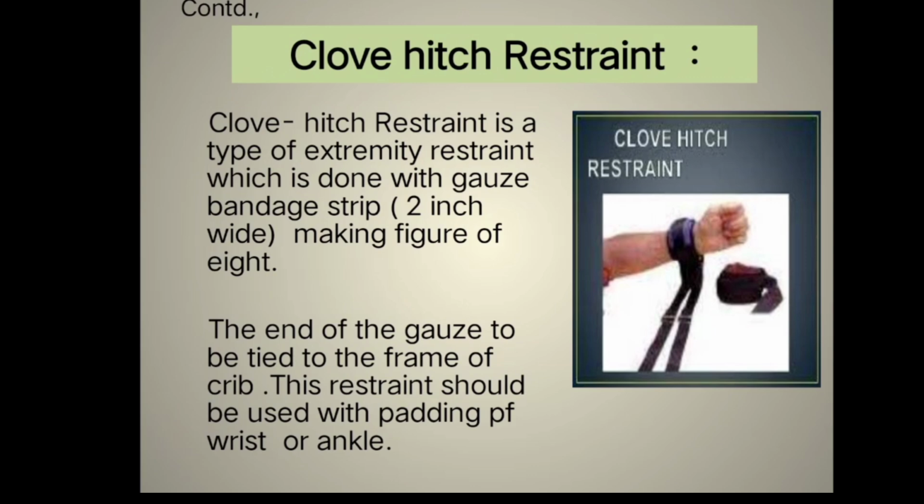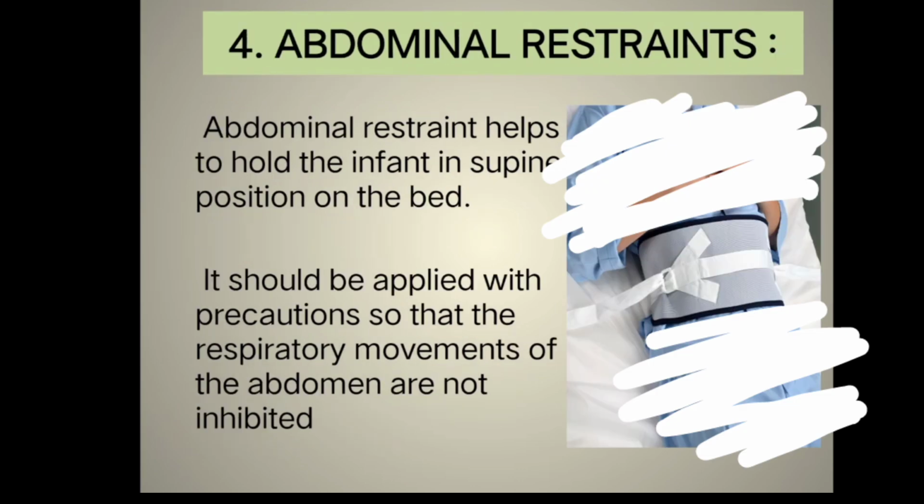Next is the claw hitch restraint. A claw hitch restraint is a type of extremity restraint made with a two-inch wide gauze bandage strip, making a figure of 8. The ends of the gauze are tied to the frame of the crib. The restraint should be used with padding to the wrist or ankle. So before applying the claw hitch restraint, we as nurses must ensure that pads are used, in order to prevent skin irritation and skin lacerations.